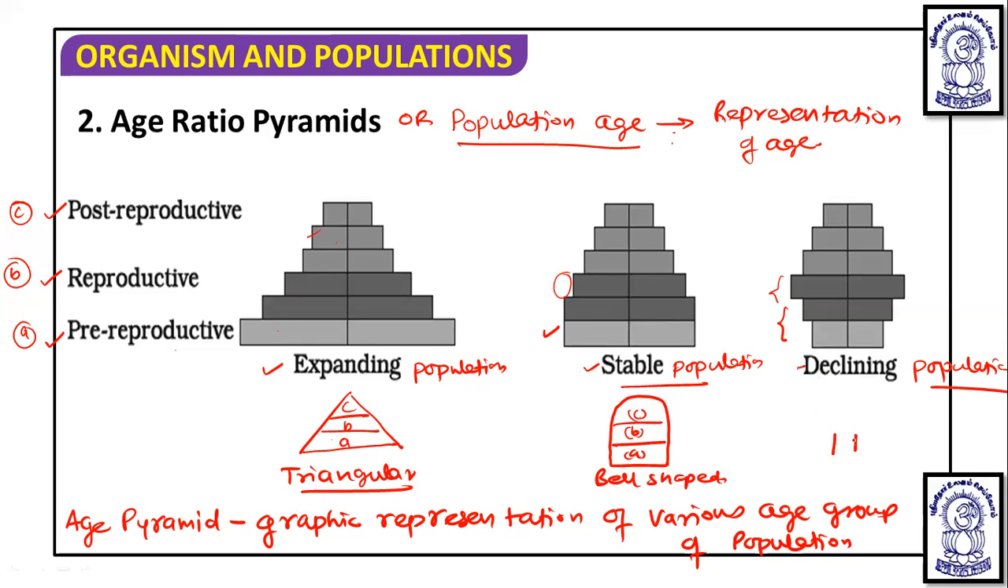And if we talk about the graph, it will look like this. It has pre-reproductive, reproductive, and post-reproductive groups. Pre-reproductive are fewer, and post-reproductive are also declining. Such a pyramid is known as an urn-shaped pyramid. Okay, an urn-shaped pyramid is seen in this population. So the age pyramid is urn-shaped. These three types of age pyramid are found based on these particular differences in population.